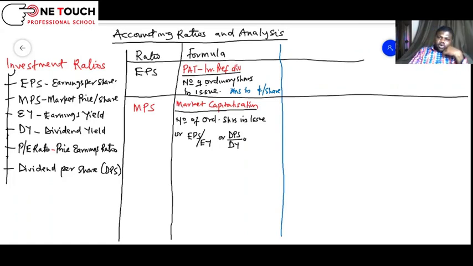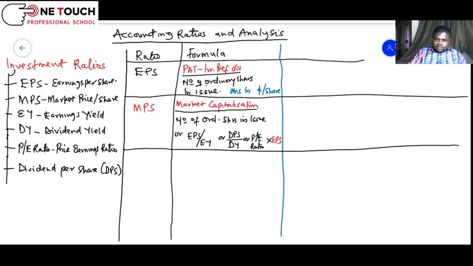We can also say PE ratio times earnings per share gives market price per share. This is how we calculate it. When we calculate earnings yield, dividend yield, you see what I'm talking about. It's just a matter of change of subject. So don't worry about that.